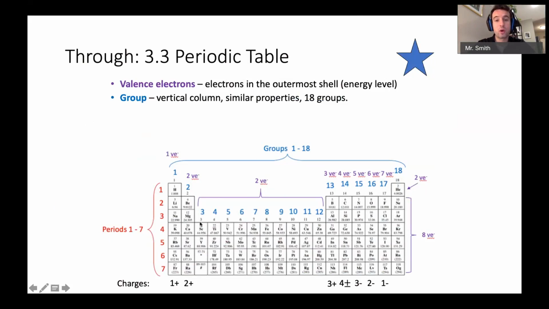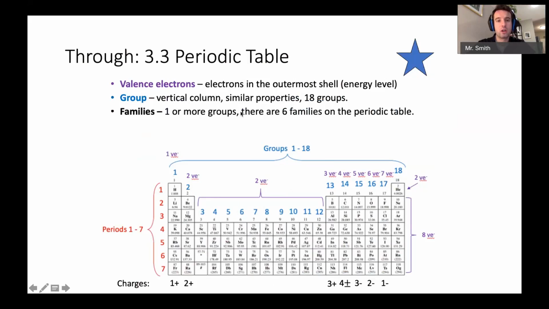These columns 3 through 12 here are the transition metals, and they don't really have valence electrons. I guess they technically have two valence electrons, but they behave weirdly, so we can't say that they all have the same charge because they all have a bunch of different charges.